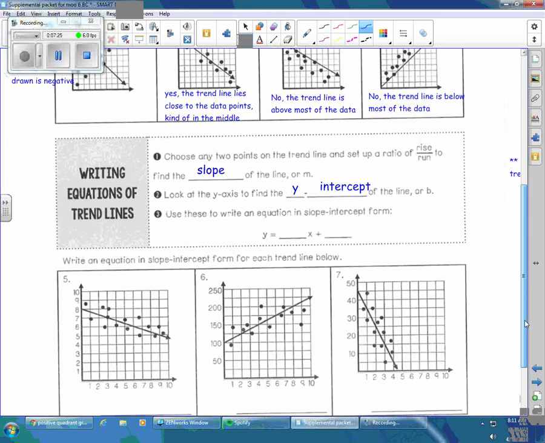Writing equations of trend lines. Okay, this is again a little bit of our review. Choose any 2 points on the trend line. So we're not using the data points to set up the line, or to write the equation of our line. So any 2 points on the trend line, and set up a ratio of rise to run to find the slope of the line, or the m. So again, not picking data points, picking points on the trend line.